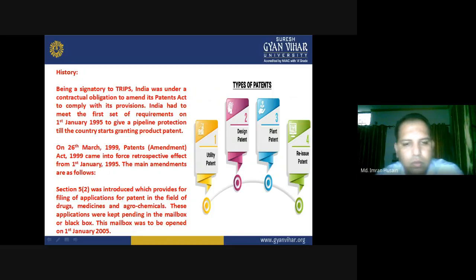Section 5(2) was introduced, which provides for filing applications for patents in the field of drugs, medicines, and agrochemicals. These applications were kept pending in the mailbox or black box. This mailbox was to be opened on 1st January 2005.